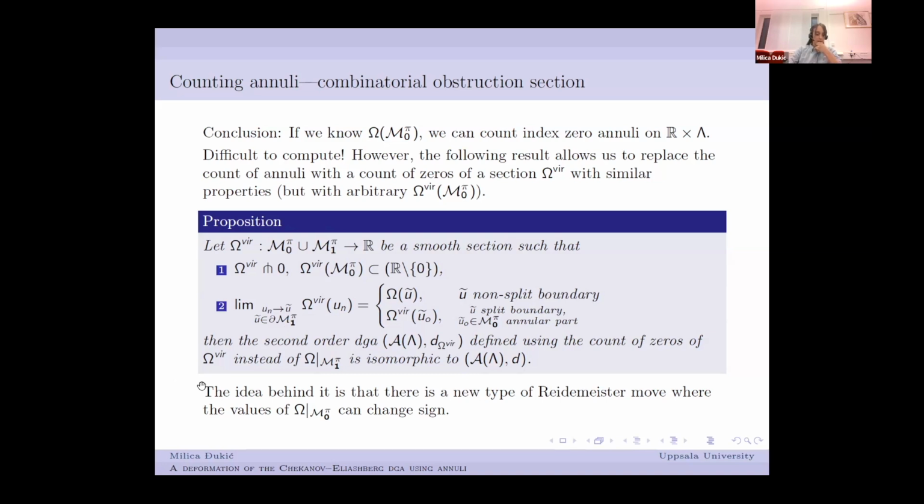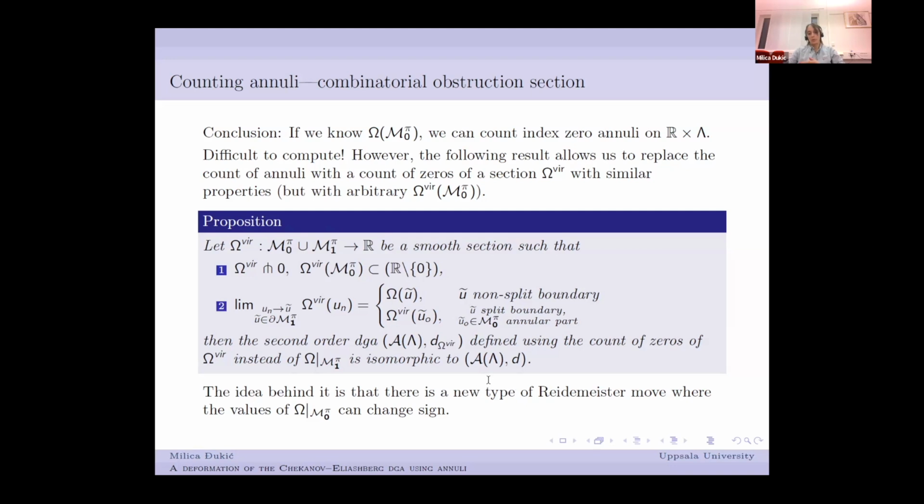But as I said, the DGAs are isomorphic. And the idea behind this is quite interesting. So I will give you some idea, hopefully. There is a new type of Reidemeister move here, which is invisible in the Lagrangian projection and happens when we cross knots that contain annuli of index -1. And at these points, the values of omega at M0P can change sign.